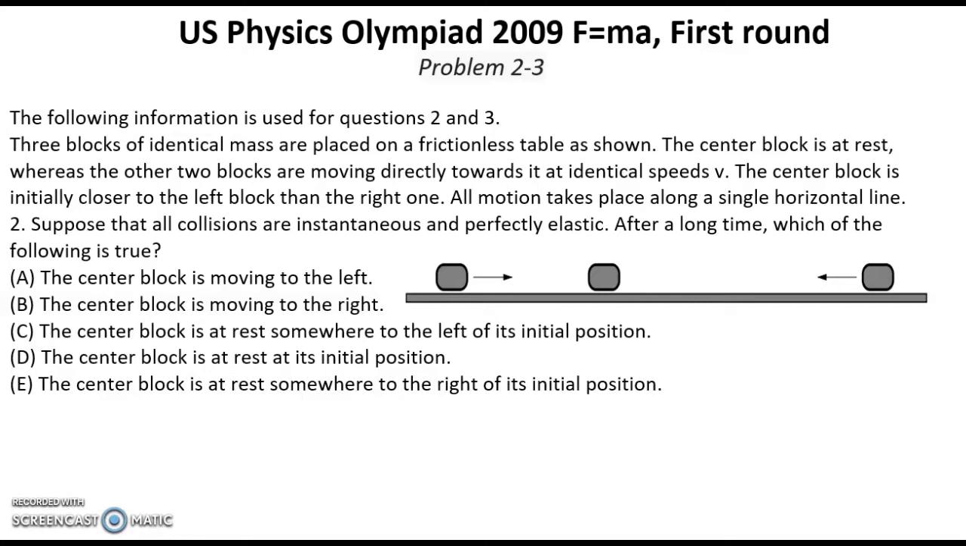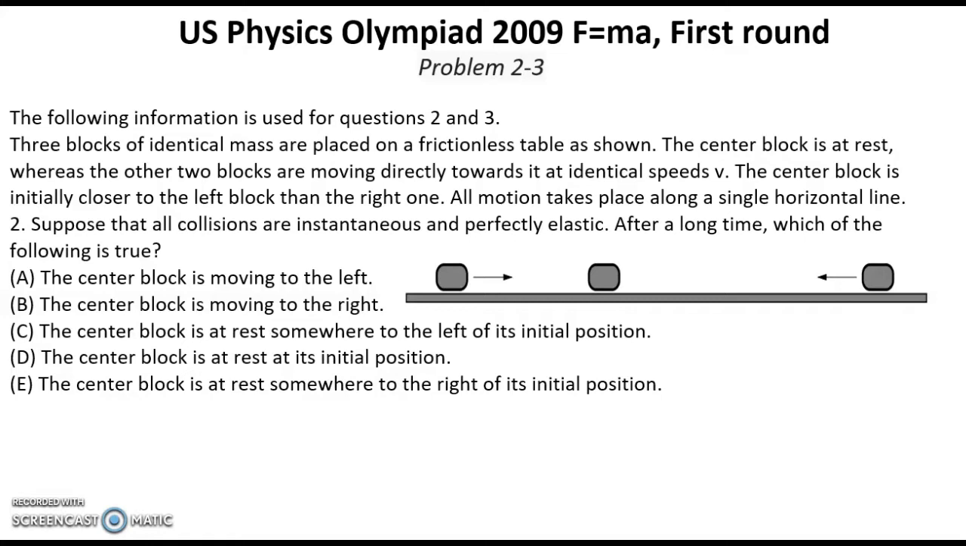Problems 2 and 3. The following information is used for questions 2 and 3. Three blocks of identical mass are placed on a frictionless table as shown. The center block is at rest, whereas the other two blocks are moving directly towards it at identical speed v. The center block is initially closer to the left block than the right one. All motion takes place along a straight horizontal line.